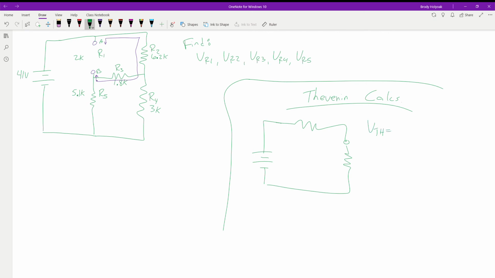The voltage Thevenin is going to be the voltage of R2 plus the voltage of R3, which is where we got to get to. So the first step is we want to find out what is the voltage drop across R2. So VR2 is equal to R2 divided by R2 plus the resistance of our parallel branch, multiplied by our voltage total.